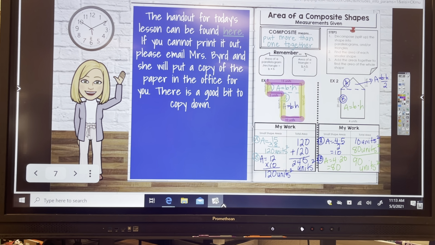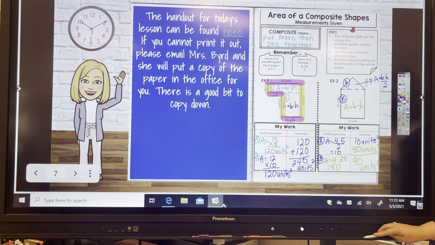Wait a minute. My questions are going to be tricky. I've got 2 questions. Fist of 5. How comfortable do you feel breaking the shape apart into different shapes? How comfortable do you feel figuring out the area once you've broken apart the shapes? Okay. All right, let's practice a little bit more.